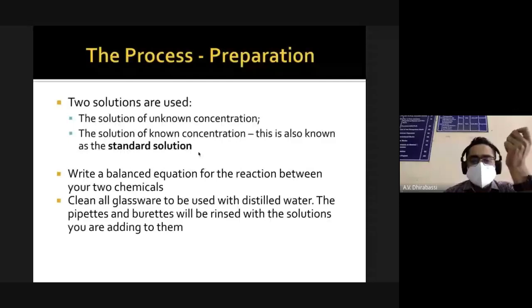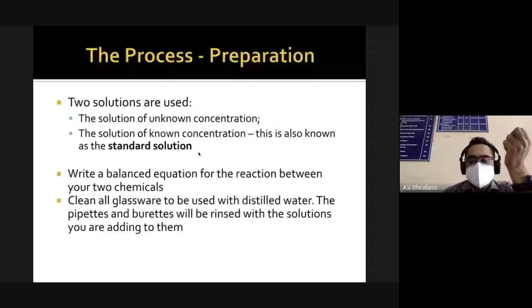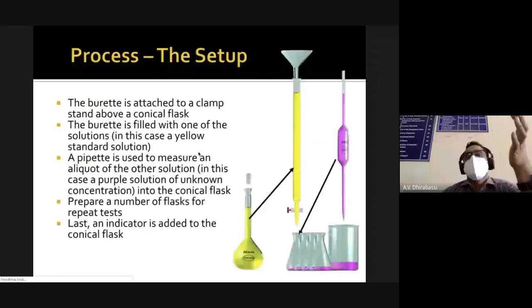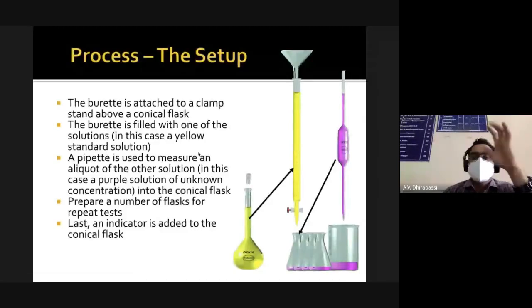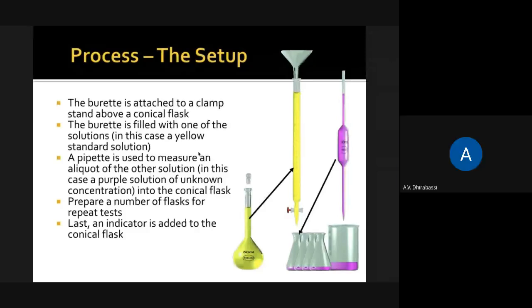Balance the equations for the reactions between your two chemicals. Clean all glassware to be used with distilled water, and the pipette and burette will be rinsed with the solutions you are adding to them. Every time we use any apparatus, first of all it should be clean and washed with distilled water, because 1-2 drops of solution from the previous titration may be stuck on the wall. So it should be exactly clean for clear, accurate values.